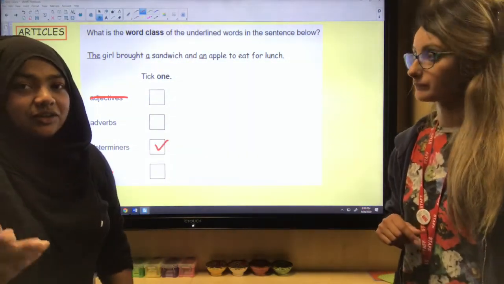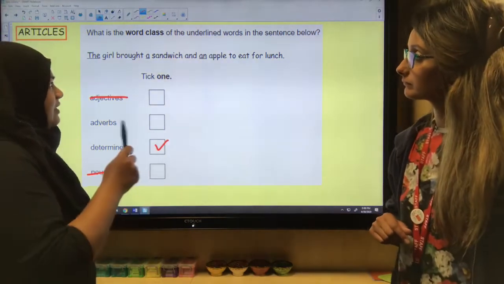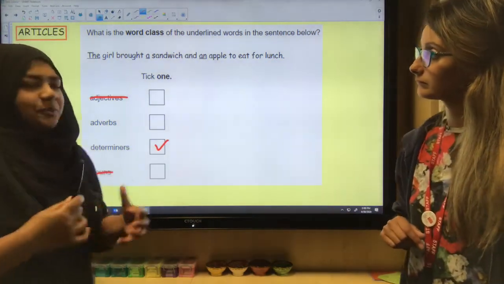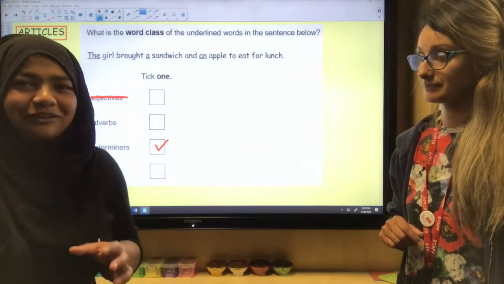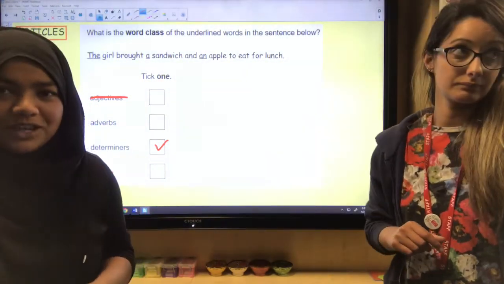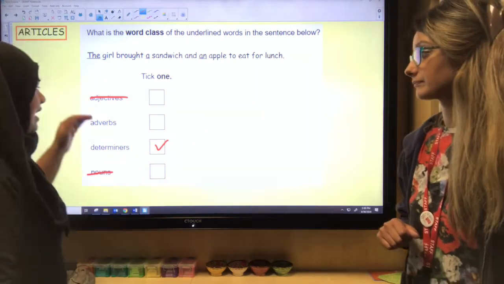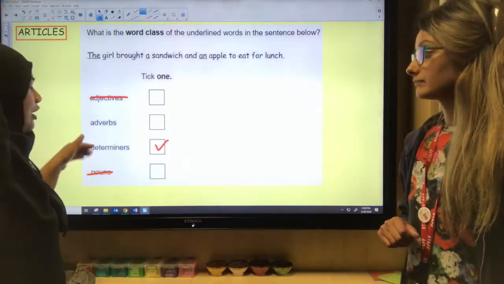Now, I had a child ask me before, Miss, these are articles, but it doesn't have articles as an option. And they wanted to cross out determiners and write articles on top. I was like, no. Articles is a type of determiner. So remember that. Even if it doesn't have articles here, it's okay because it's a type of determiner.